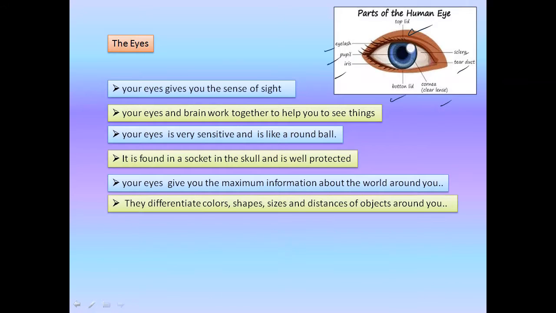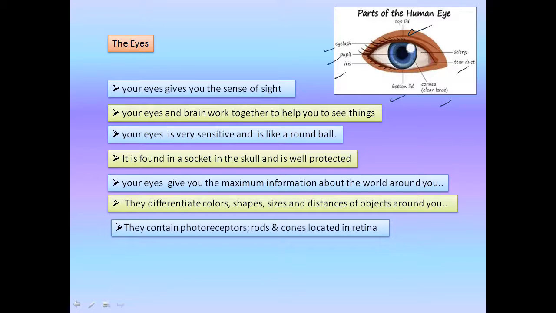Through eyes you see movies, you can go here and there, you can see or enjoy the beauty of nature. Everything you can do through your eyes, and they differentiate between the colors, shapes, sizes, distance of the objects around you. The beautiful nature that God has created, we can see it all through our eyes.